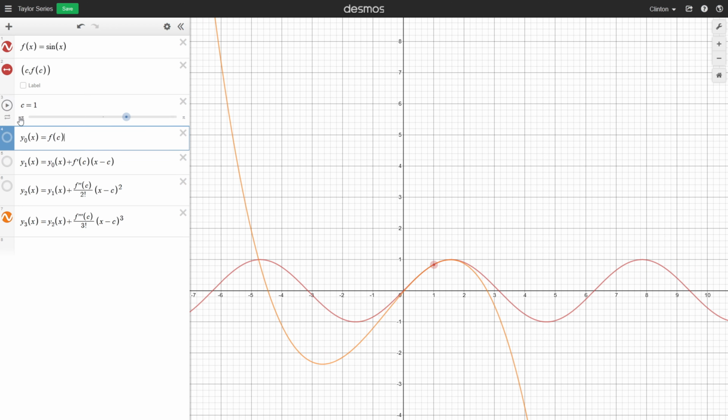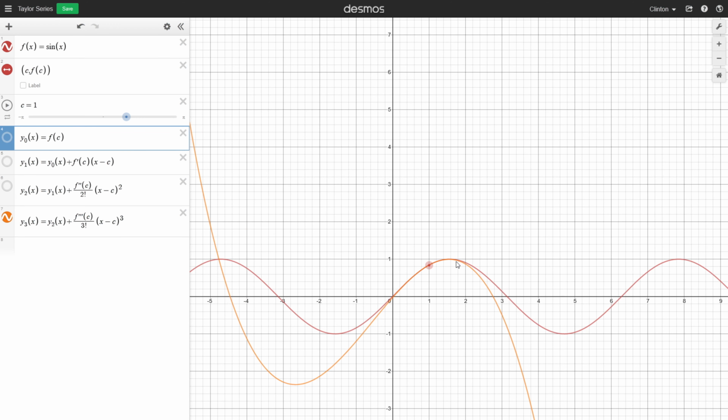If we zoom out a distance, let's make this c value 1, just for ease of referencing it. So at x equals 1, how far can we deviate to the left and to the right of 1 and still have the red curve and the orange curve, the true curve, and our third order approximation match? Well, to the right, it looks like almost all the way to x equals 2, just shy of x equals 2, maybe 1.8, right about here. That's sort of where they deviate.